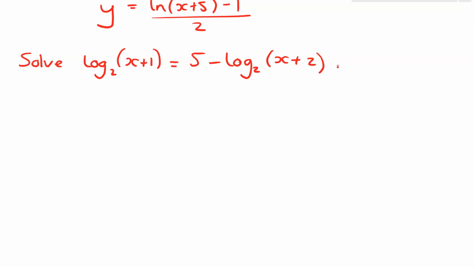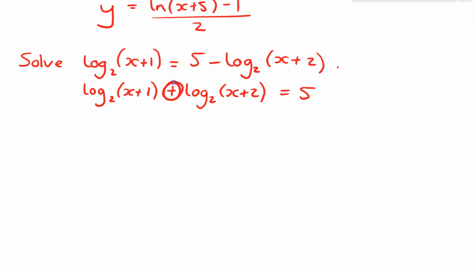Right, well, we need to get rid of these logs, really. Or we could get all the x's on the same side, it doesn't really matter that much. Let's get all the logs together, see if that helps us. So we've got log to base 2 of x plus 1. If I add this over, I'm going to get log to base 2 of x plus 2 equals 5.